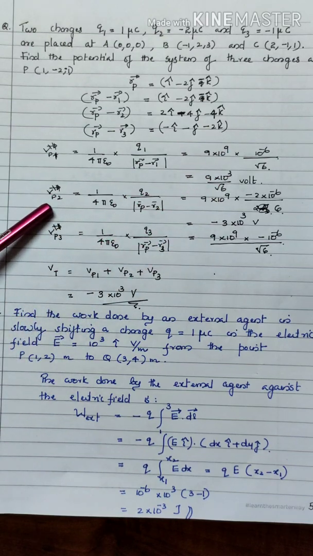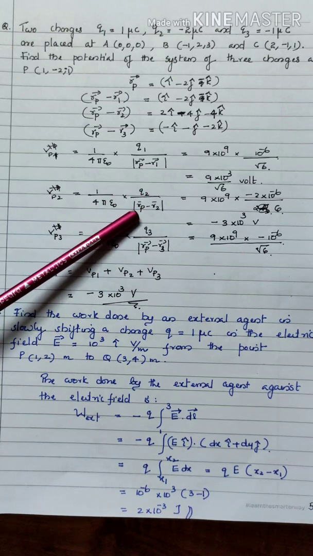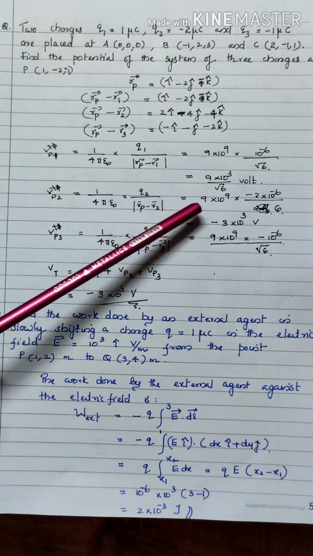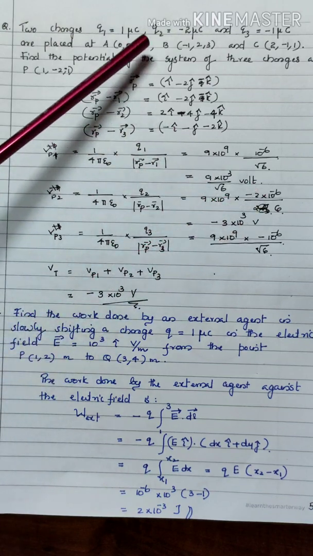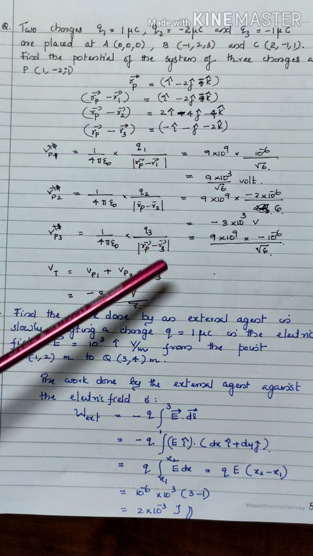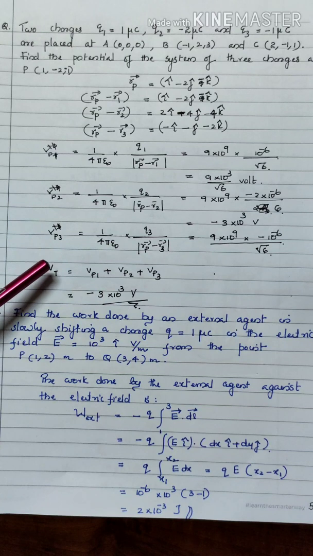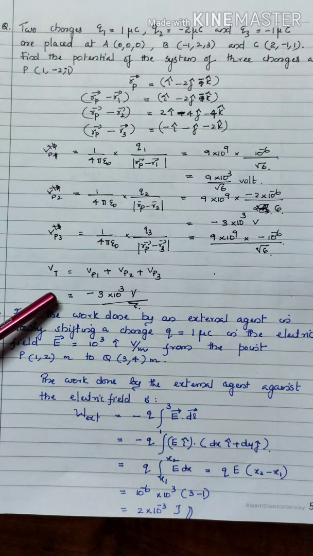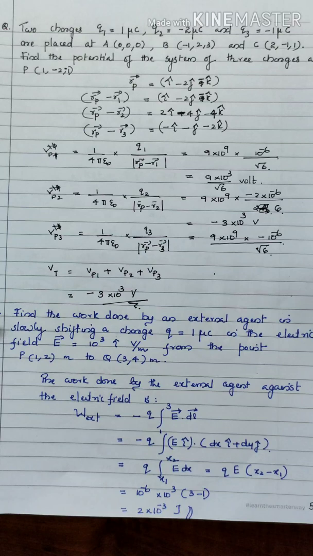And similarly Vp2 is 1 by 4 pi epsilon 0 Q2 divided by the magnitude of Rp minus R2. That is equal to 9 into 10 raised to 9, and you can just substitute Q2 divided by the separation in magnitude. Similarly, we can find Vp3, and by the application of the principle of superposition, here the potential is a scalar quantity. You have to add the individual contributions.